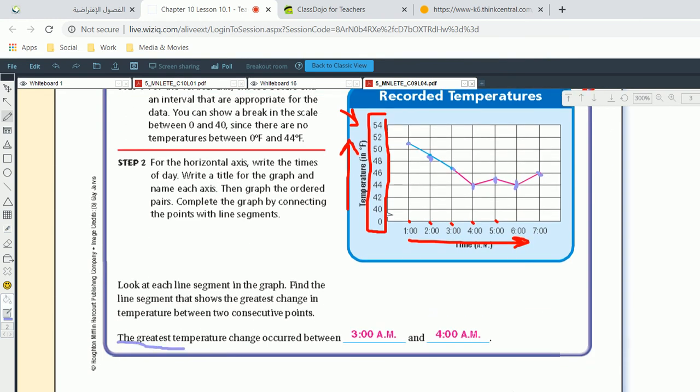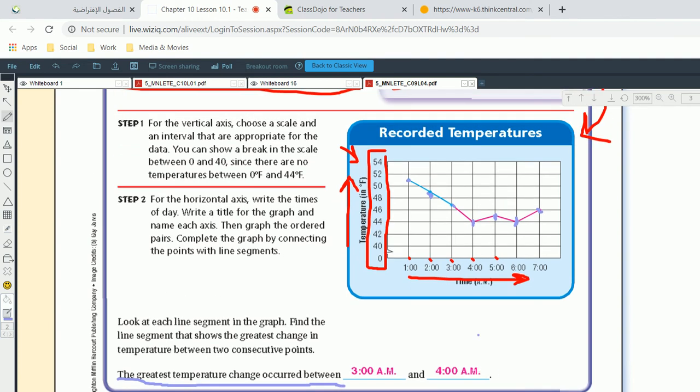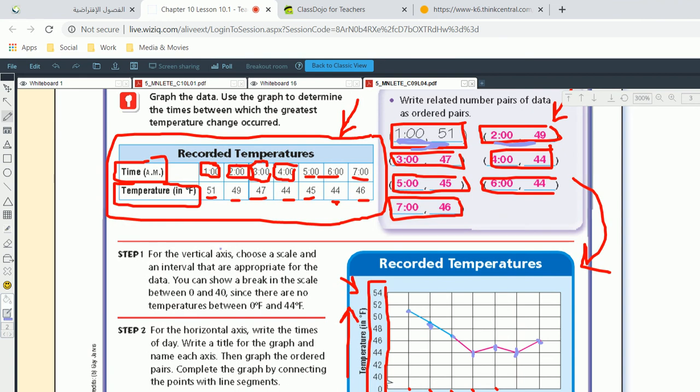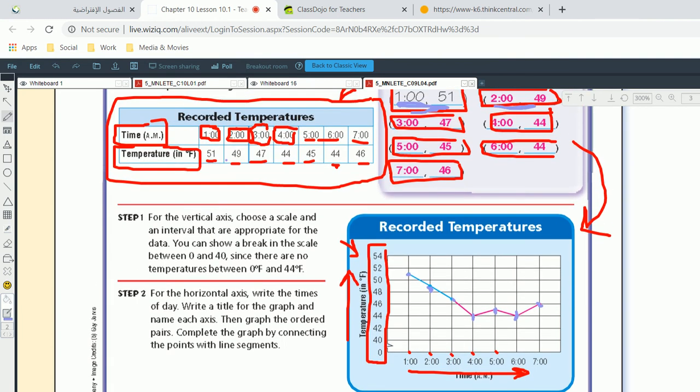The greatest temperature change occurred between what and what? So let's move to the table here and subtract each two numbers in temperature, and we are going to find the greatest difference between which two times. Here, 51 and 49, subtract them together, the answer will be 2. 51 minus 49, it will be 2. 49 and 47, it will be also 2.